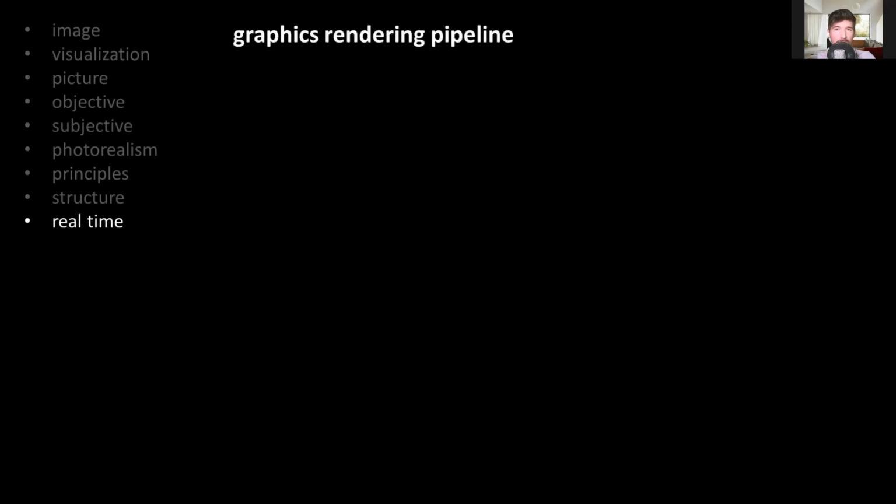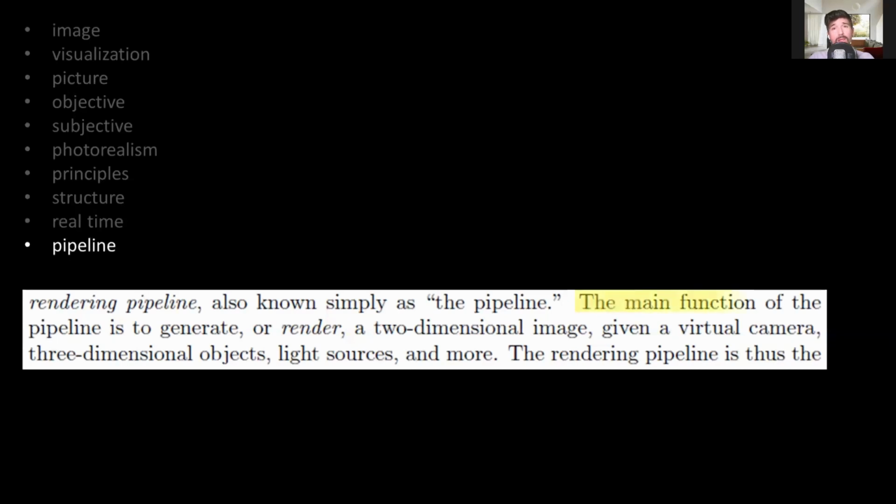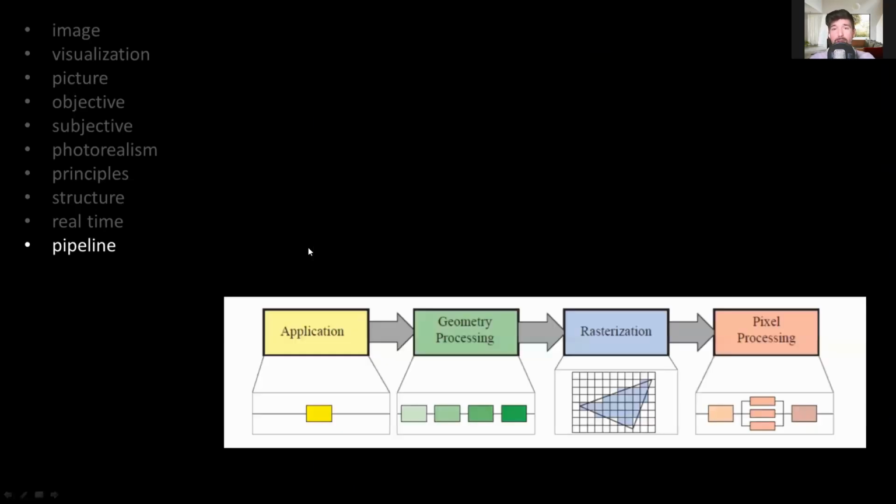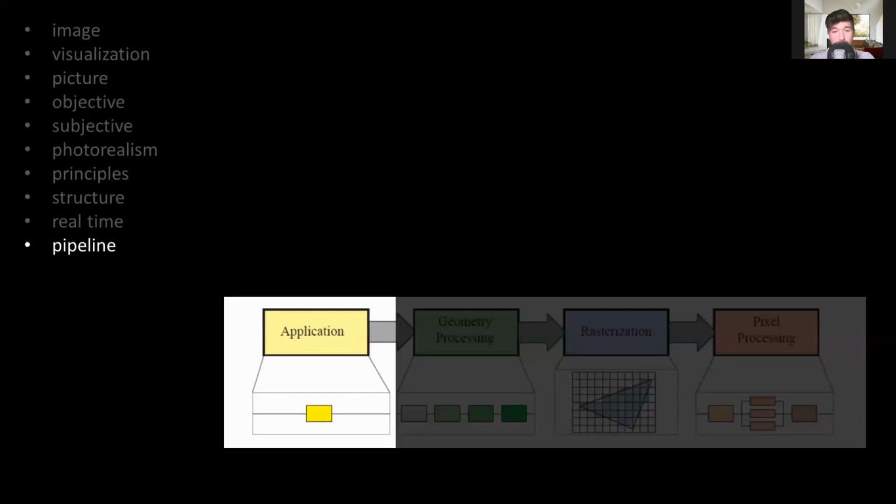Once we are familiar with frames per second and the critical flicker fusion frequency, we can introduce the graphics rendering pipeline, whose main function is to generate, or render, a two-dimensional image given a virtual camera, three-dimensional objects, light sources, and more. Think of the graphics rendering pipeline as an assembly conveyor belt in a factory. You have to do one thing before you can start doing the other. Some things can be done in parallel, but to dumb it down and understand the concept, we will look at it like this. In the book Real-Time Rendering, it is depicted like this, where you have the application, which is basically the software you are using.